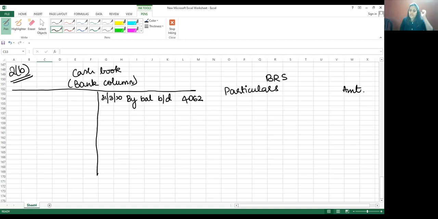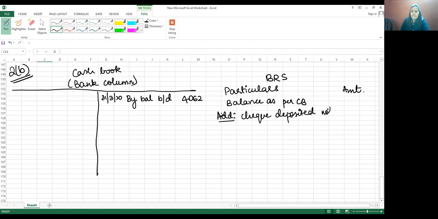Cheque for 13,14,000 deposited on 29th March was credited only on 4th April. So this is cheque deposited but not yet cleared. So can I say this is an item of BRS? So in BRS you will have balance as per cash book, which will arrive from cash. Then now you are having cheques deposited but not credited or collected. So you will add cheque deposited not cleared on 31st March 20. So you will add 13 lakh 14,000.